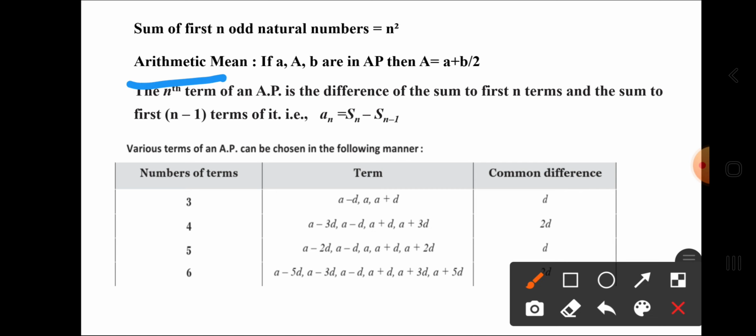And arithmetic mean: if small a, capital A, and b are in AP, then the arithmetic mean is capital A is equal to small a plus small b divided by 2.